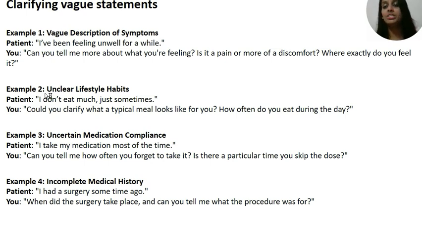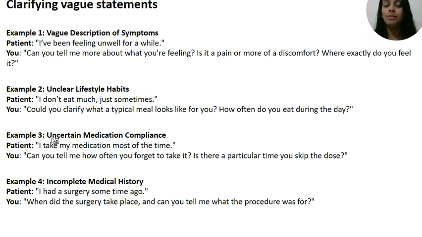Got it? Here is another example about unclear lifestyle habits. The patient is telling you, "I don't eat much, just sometimes." You say, "Could you clarify what a typical meal looks like for you? How often do you eat during the day?" In this case, the patient's statement about their eating habits is very vague, right? You need to understand their nutrition better, so you need to get more details on the frequency or on the type of meals they have.